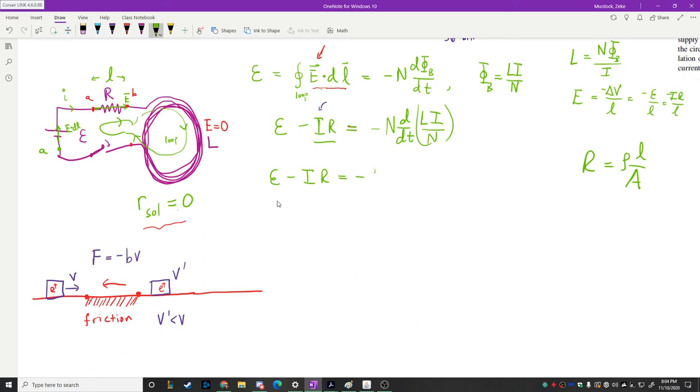So it ends up being negative L times di dt. Now we got to think about this. The current is increasing in this system, right? If it's an increasing current, then it makes sense that this negative sign should stay here then, right? So that's the equation that we would get using Faraday's law.